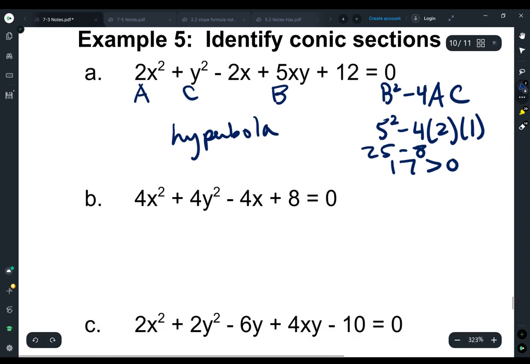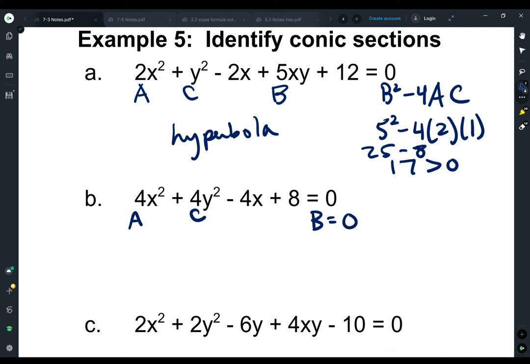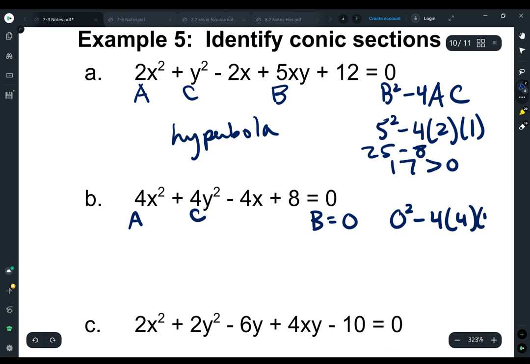All right, on the next one. My A is my x squared, my B is my xy, and I don't have any xy terms, so I'm going to write down that B equals 0. C is y squared. Same formula, B squared minus 4AC. So 0 squared minus 4 times 4 times 4. So 0 minus 64, negative 64.